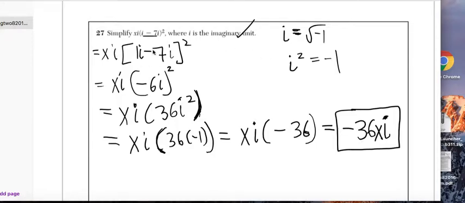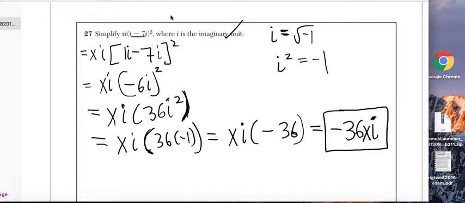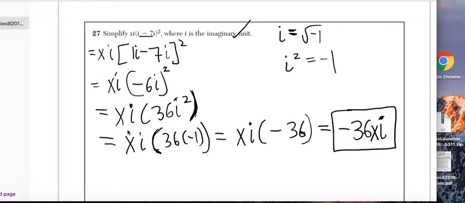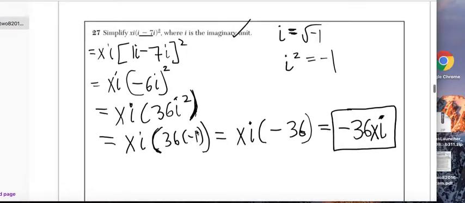I would not want to distribute the i minus 7i, not just because that could lead to errors, but it's a lot of extra work that's not necessary, all right? If you got the same answer, make sure that you still use the correct procedure because there were other ways to do it, whether you distributed i minus 7i without simplifying first, or you might have simplified and distributed xi and gotten 36i cubed, that's fine too, as long as you understand at the end how it gets to -36xi, okay? So we're going to go on to number 28.